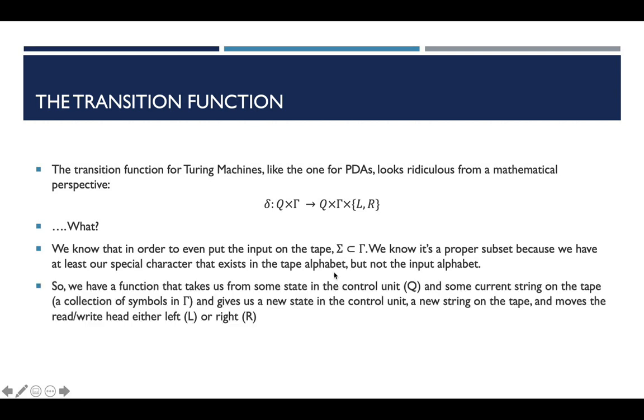And so what we're trying to do here is go from one of those configurations that we talked about in our example last time, some state in the control unit and some current string on the tape, to a new configuration marked by a specific new state in the control unit, be it the same one or a different one, and a different string, represented by changing or leaving the character that the read-write head was pointed to, and then an update to the read-write head, either going to the next character to the left or to the right 1 unit.